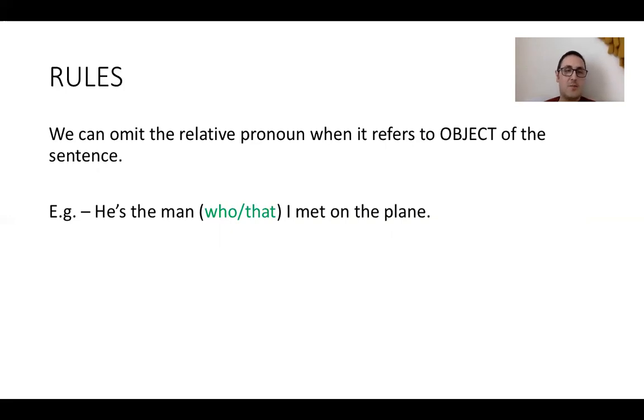And the reason is because he's the man. Now, in this case, the man is the object of the who or the that, because I is the subject. So the who and the that refers to the man. And in this sentence, the man is the object of this, okay? So you could say three things here. You could say, he's the man I met on the plane, which is probably the most natural. You could say, he's the man who I met on the plane, is fine. And then he's the man that I met on the plane, okay?